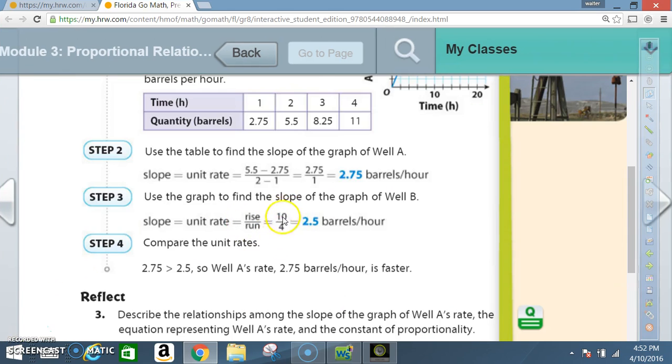All right, so now that we have 10 divided by 4, and 10 divided by 4 is 2.5, we're going to compare the unit rates. And it turns out that 2.75 is greater than 2.5. So well A's rate, 2.75 barrels per hour, is faster. 2.75 is greater than 2.5.